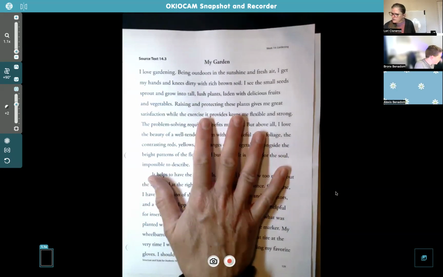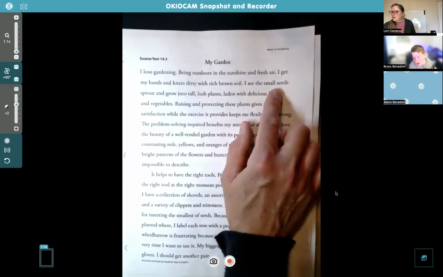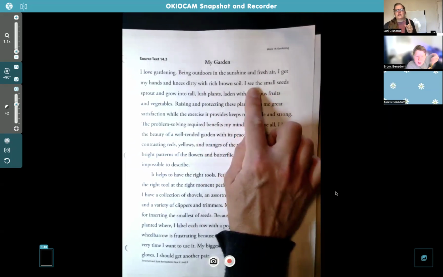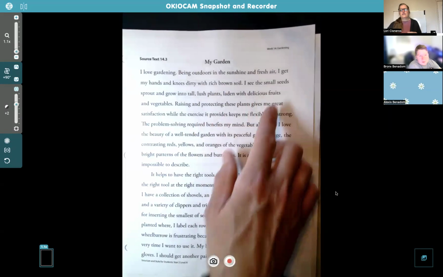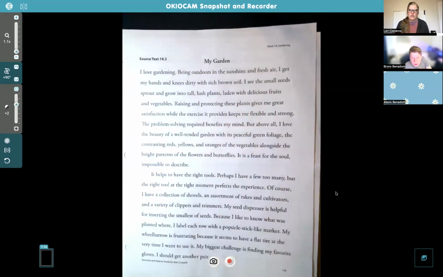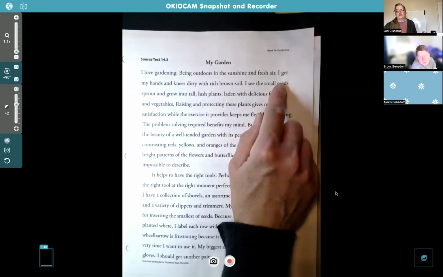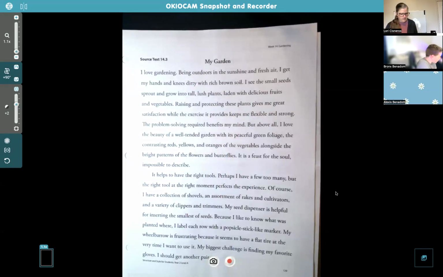Okay, seeds. I think next to seeds, maybe draw some eyeballs or something, because really it's talking about how you see the small seeds. So they're saying it's a benefit to watch the seeds grow, basically. So maybe draw some eyeballs next to where you have seeds on your outline. That way you'll remember when you go to write it later. All right. And then delicious. Yeah, you'll probably remember delicious fruits and vegetables.